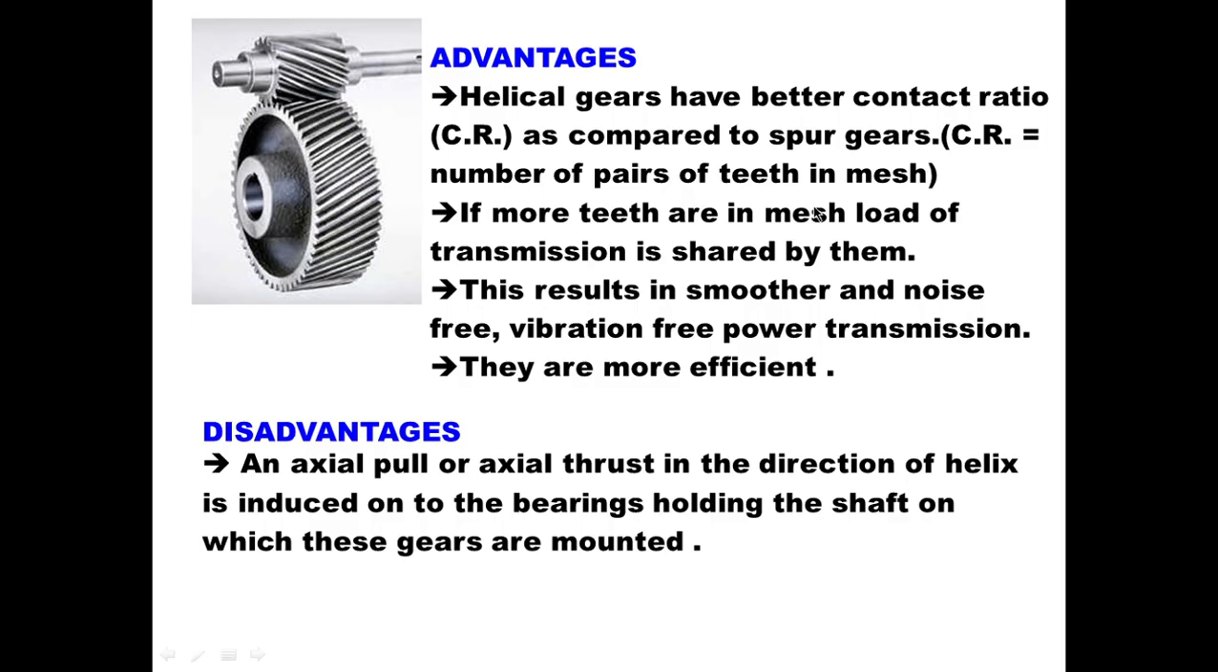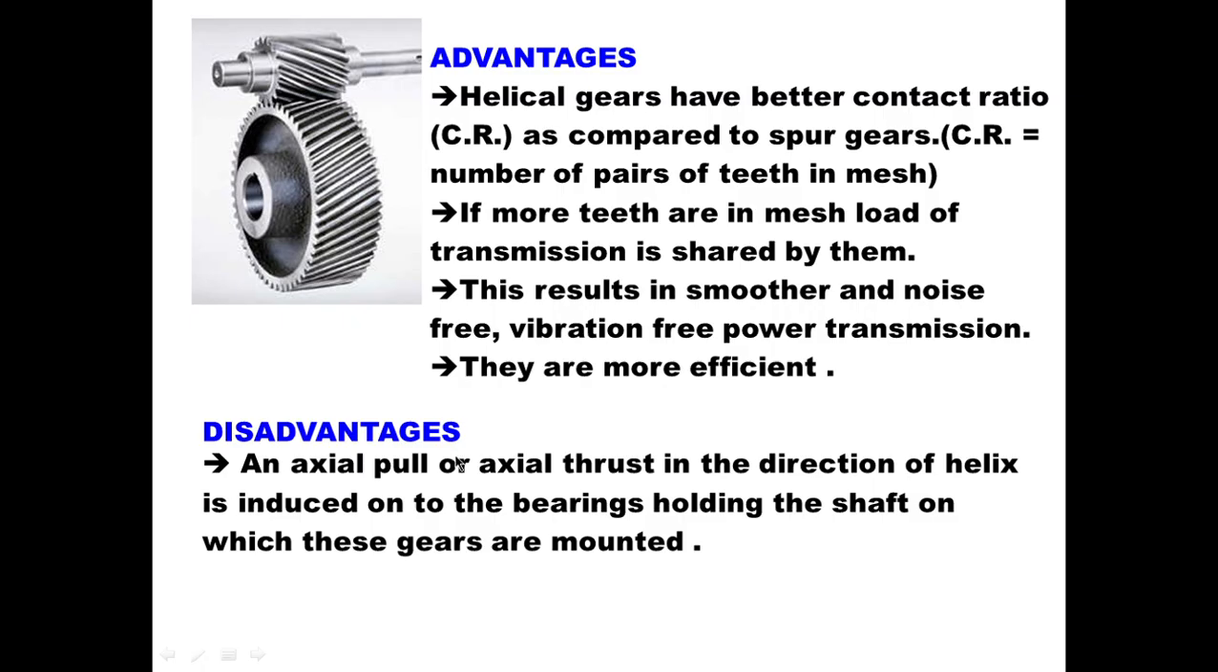If more teeth are in mesh, the load of transmission is shared by them. So if more teeth are there, the load of transmission will come on a larger number of teeth. If the load is coming on 3 teeth, it will have lesser impact on the gear than when it is coming on 2 teeth only. This results in smoother, noise free, vibration free power transmission. They are more efficient.